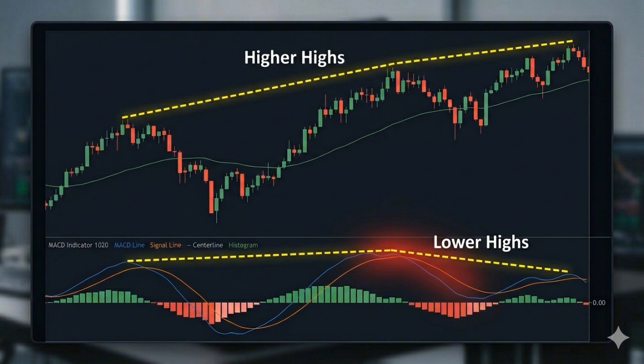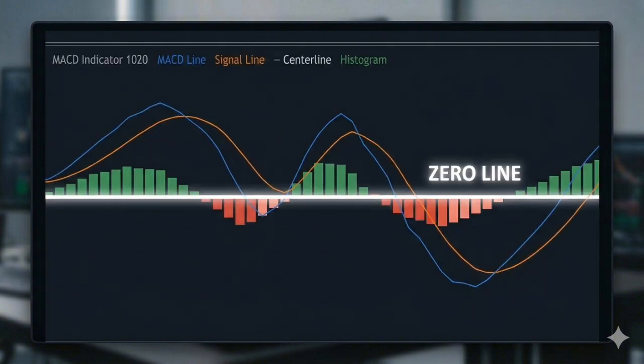Another key level is the zero line. When the MACD is above zero, the short-term average is higher than the long-term average, meaning the overall trend is up. Below zero, the trend is down.